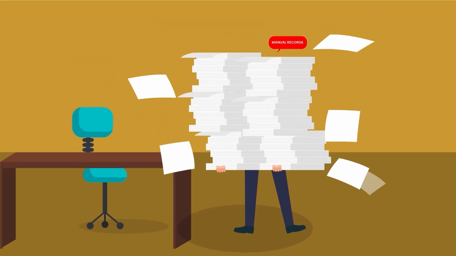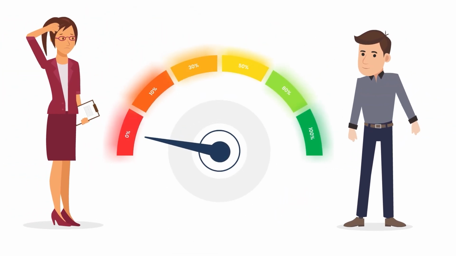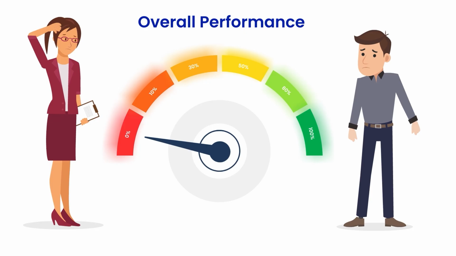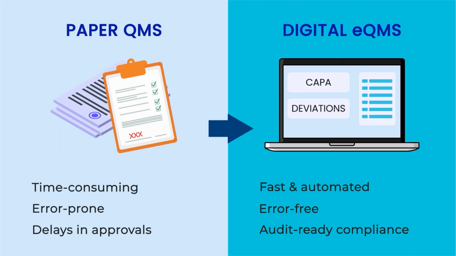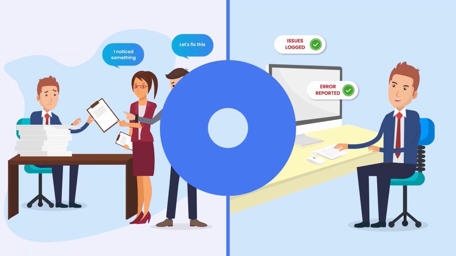So many manual records? Hard to trace deviations, CAPA, or complaints. Any finding or delay in the QMS process directly impacts overall performance. Traditional QMS makes you chase documents, approvals, and updates across scattered systems. But quality should not feel like firefighting.